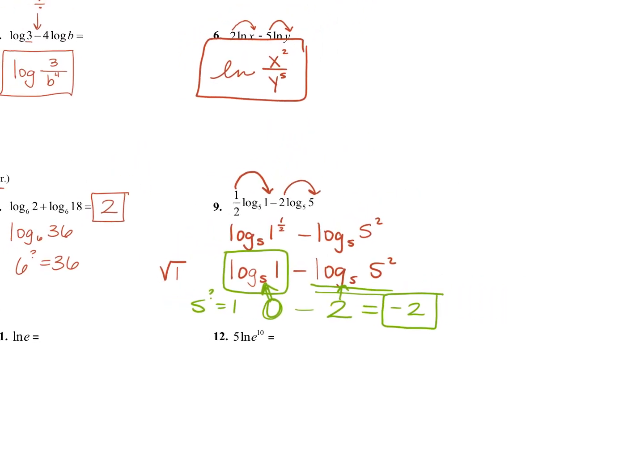You could also do it with division, right? You could do a single log base 5 of 1 over 25, and then you ask yourself the question, 5 to what power equals 1 over 25? 5 to the -2nd power is 1 over 25. So you may do it either way. Pick the one that makes more sense to you.